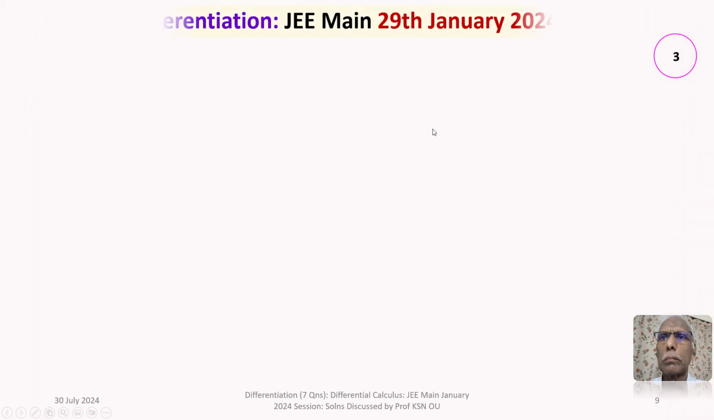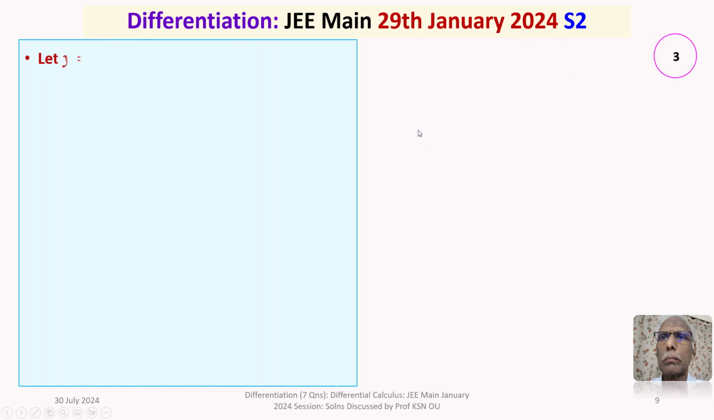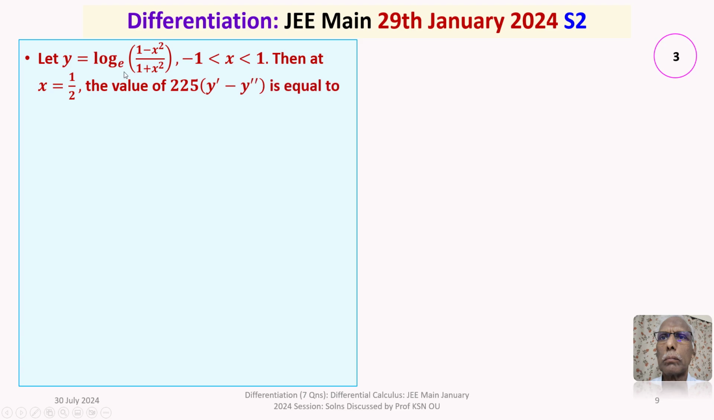This question has appeared in the JEE Main exam held on 29 January 2024 in the second shift. The given problem is: let y is equal to log of (1 minus x square) by (1 plus x square) to the base e, defined for minus 1 less than x less than 1. Then at x is equal to 1 by 2, the value of 225 multiplied by, in brackets, y prime minus y double prime is equal to.